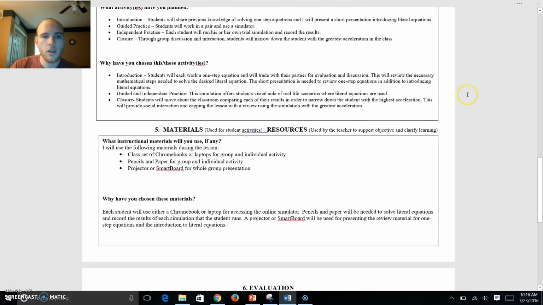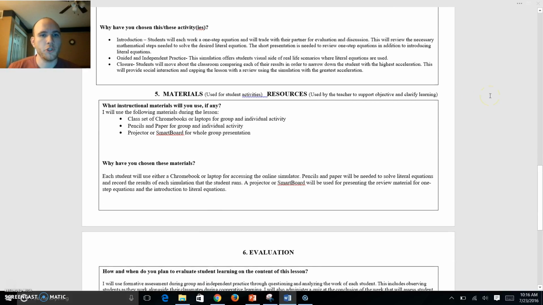So the materials. What instructional materials will you use, if any? A class set of Chromebooks or laptops for group and individual activity. So each of them will need either a Chromebook or laptop. They're just accessing a website, the PHET website, to use the simulator. It's all online, so a Chromebook will be perfectly fine. And they'll each need one due to the individual practice. Pencils and paper for group and individual activity. They'll need that, of course, to record the results from their trial simulation.